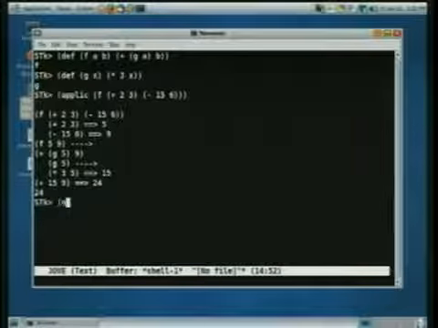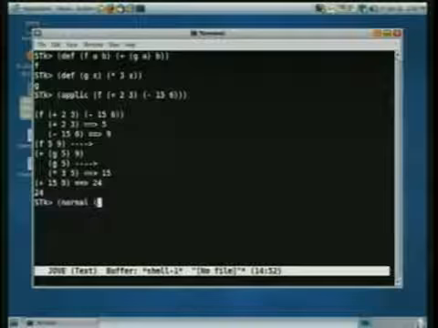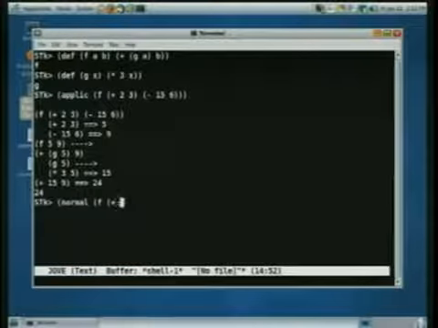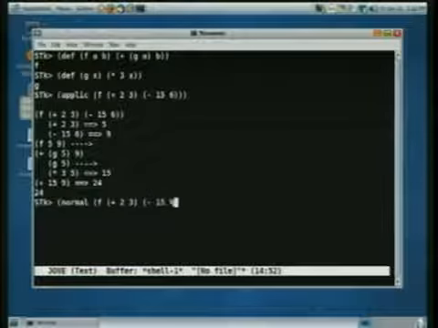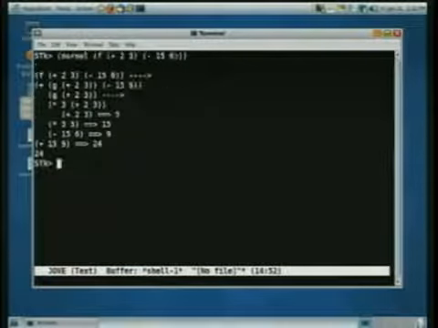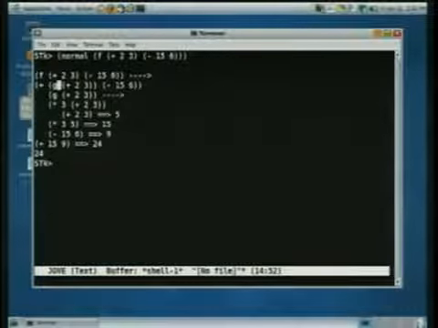Now we're going to do it again in normal order, the same thing. OK, this time, I'm not going to start by evaluating the argument expressions. I'm going to take the actual argument expressions and plug them into the body of f. The body of f was plus g of a, b. So I'm going to make it plus g of plus 2, 3, minus 15, 6. A is plus 2, 3. B is minus 15, 6.